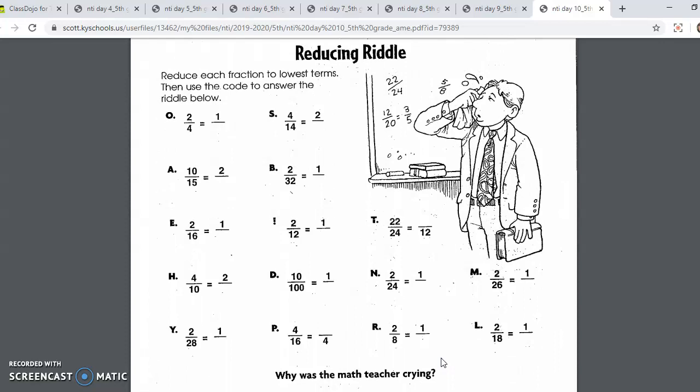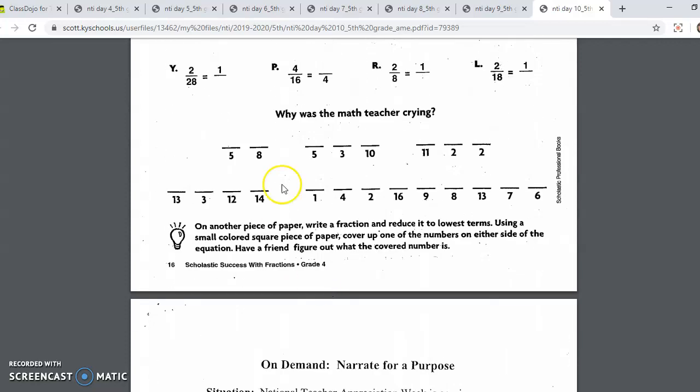Then let's say here, okay, I have 10/100. They got rid of their 0, so that shows me they're dividing by 10. So 10 divided by 10 is 1. 100 divided by 10 would be 10. So 1/10. If I see a 10 down here, I'll be putting the letter D.